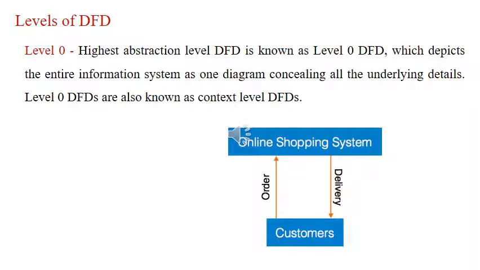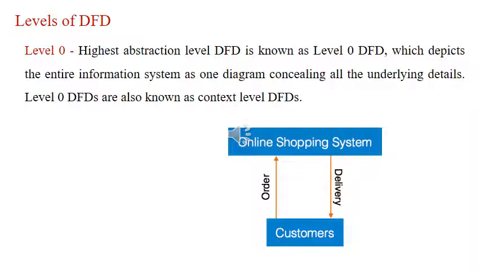It depicts the entire information system as one diagram concealing all the underlying details. It means we are hiding everything from the user. We are just saying how the system is or what type of information the system is providing. Level 0 DFDs are also known as context level DFDs.